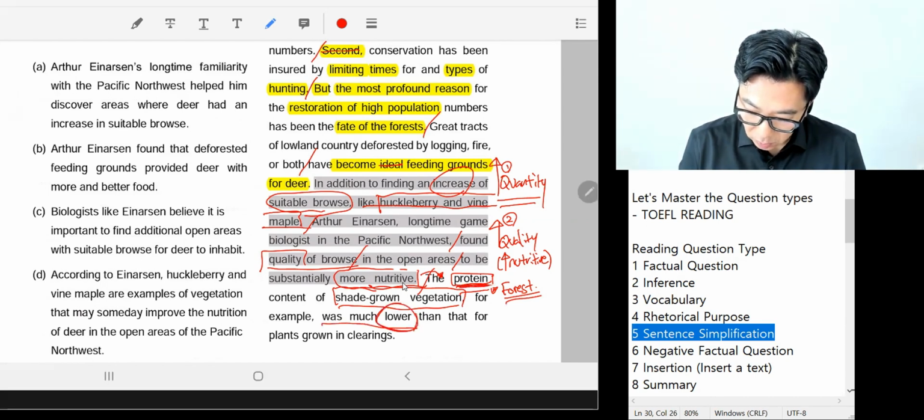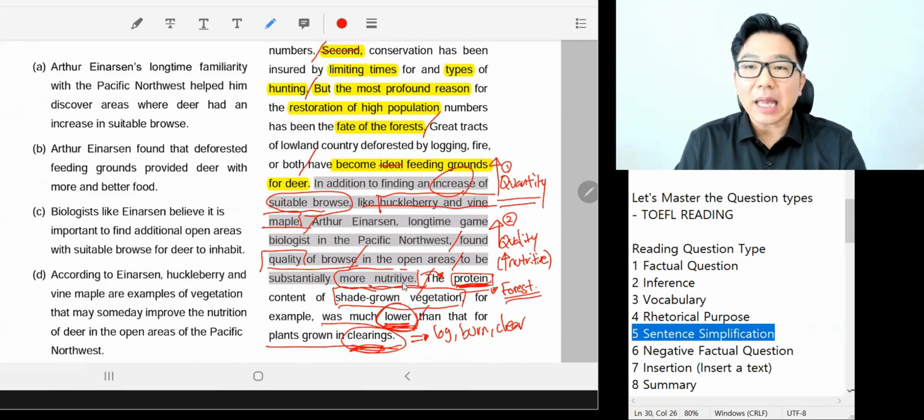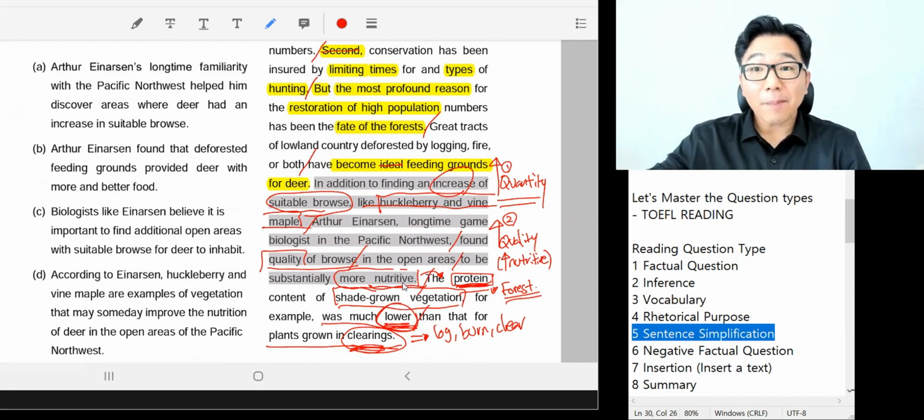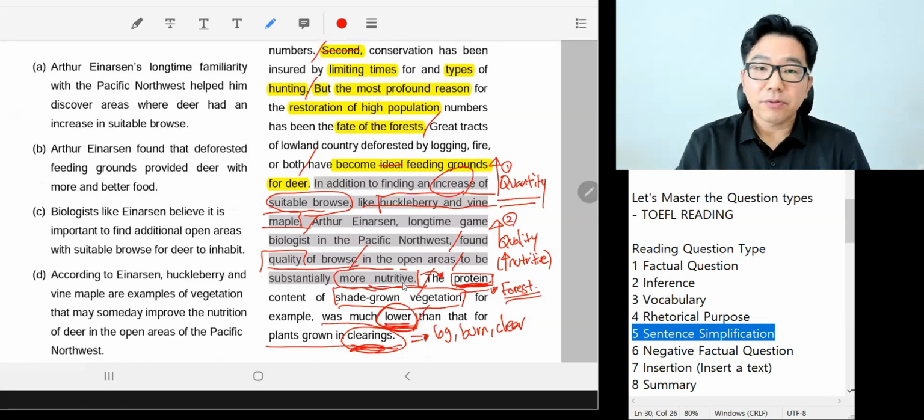So protein contents when it was full forest was much lower than for plants that grow in clearings. Clearings means after humans logged and burned and cleared the forest, when it was like a flat and open ground. So protein contents have gone up after they cleared the forest, compared to before. Okay, so that's a detailed sentence to support the previous sentence.